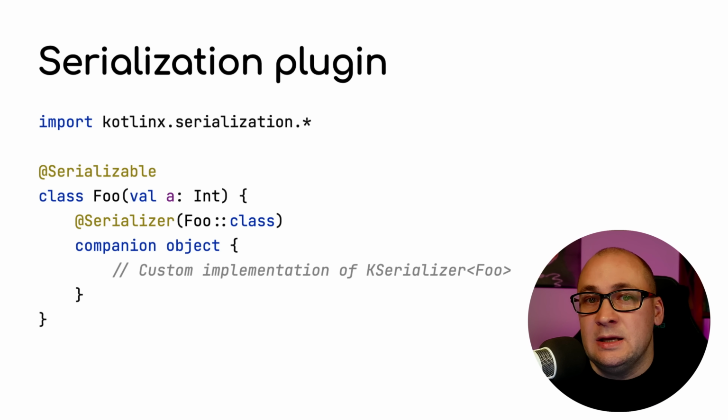Starting from this release, the serialization compiler plugin works with the K2 as well, but it comes with an important change. It now prohibits serializer customization with a companion object. So far, it was possible to mark a class with the Serializable annotation and at the same time declare a custom serializer with the Serializer annotation on its companion object, like in this example. In this case, just by looking at this annotation, it's not possible to say which serializer is used. Actually, class Foo has a custom serializer.